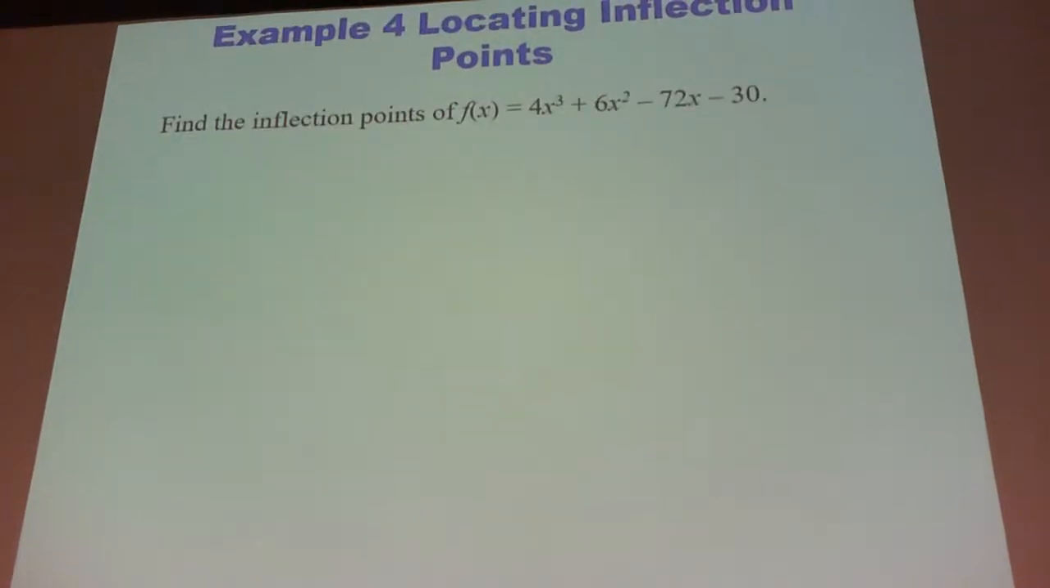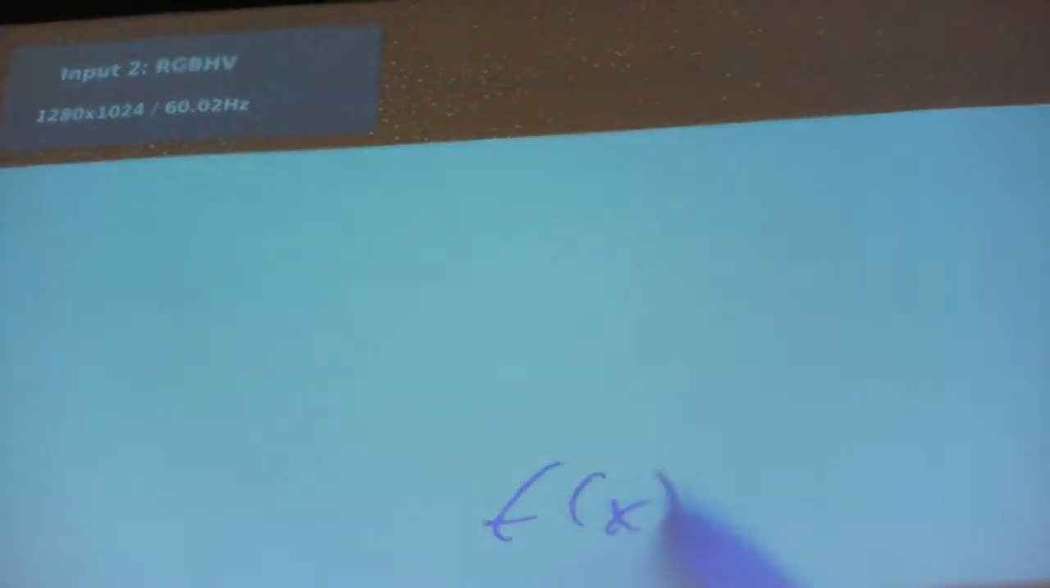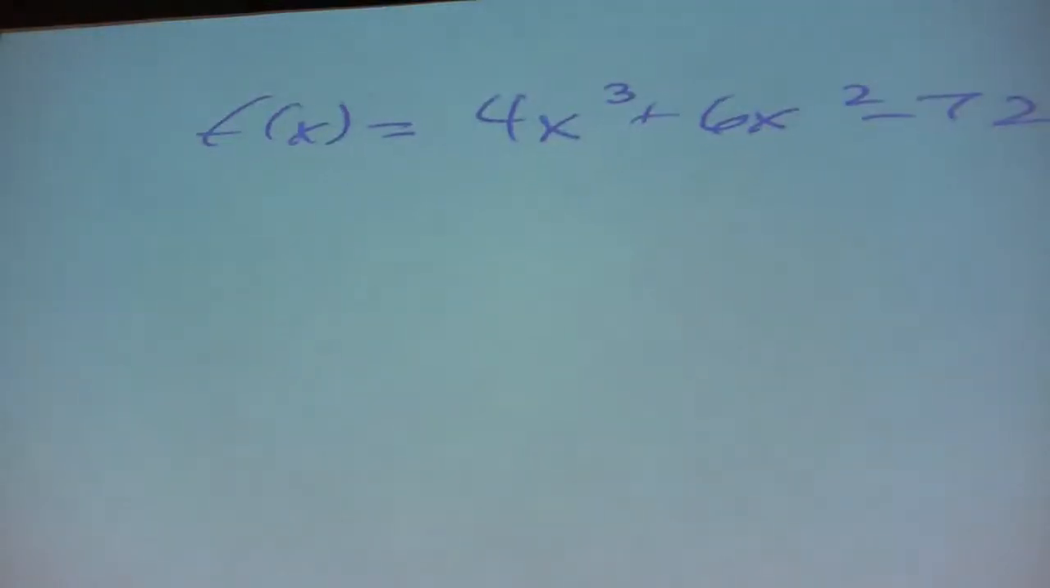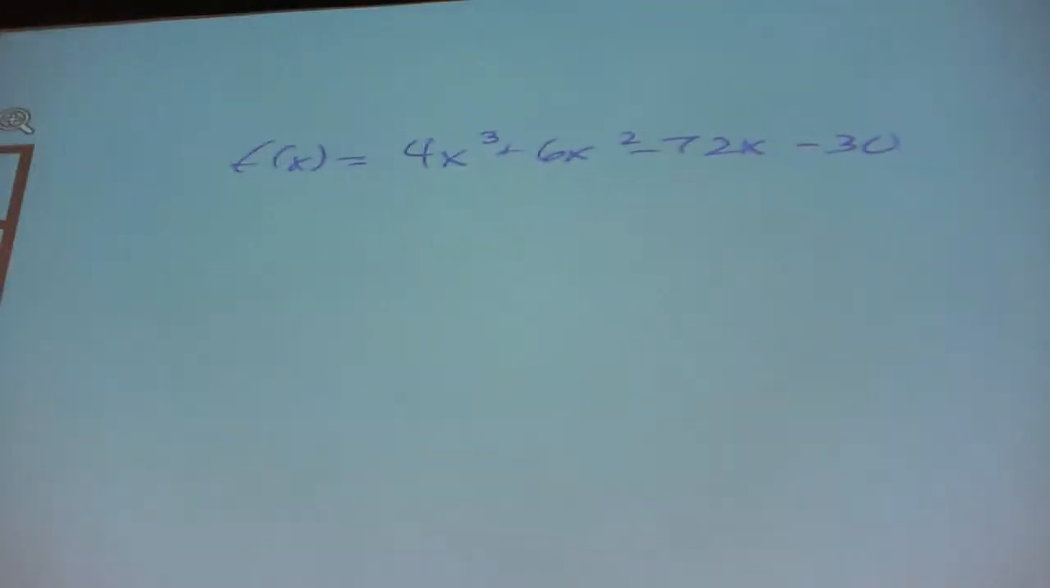We'll do both. Okay? So what we're going to do is review 4.1 and 4.2 all at the same time. Let's start with reviewing 4.1, and then we'll add 4.2. So here's our original function, 4x to the third plus 6x squared minus 72x minus 30. Okay? So there's our original function. And in 4.1, we want to find where the graph is increasing, decreasing, but also find those maxes and mins, those local maxes and local mins.